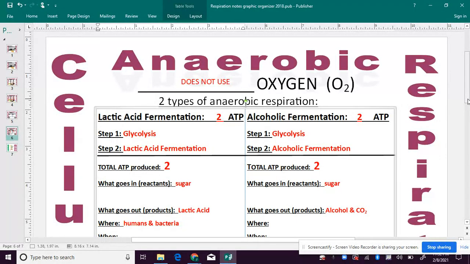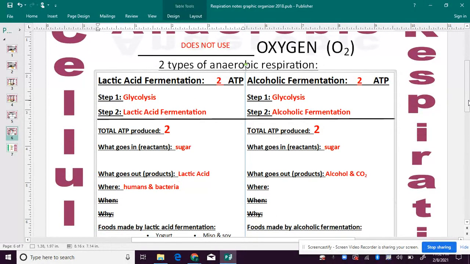Lactic acid fermentation, you can see that we only have a total of 2 ATP produced. Same thing with alcoholic fermentation. In aerobic respiration, the whole process makes 36 ATP. And 36 ATP is a lot of ATP, and it's able to keep your cells alive. But when there's no oxygen present, only 2 ATP are made, and that is not enough energy to keep your cells alive. And so when you have a lack of oxygen, your cells die.